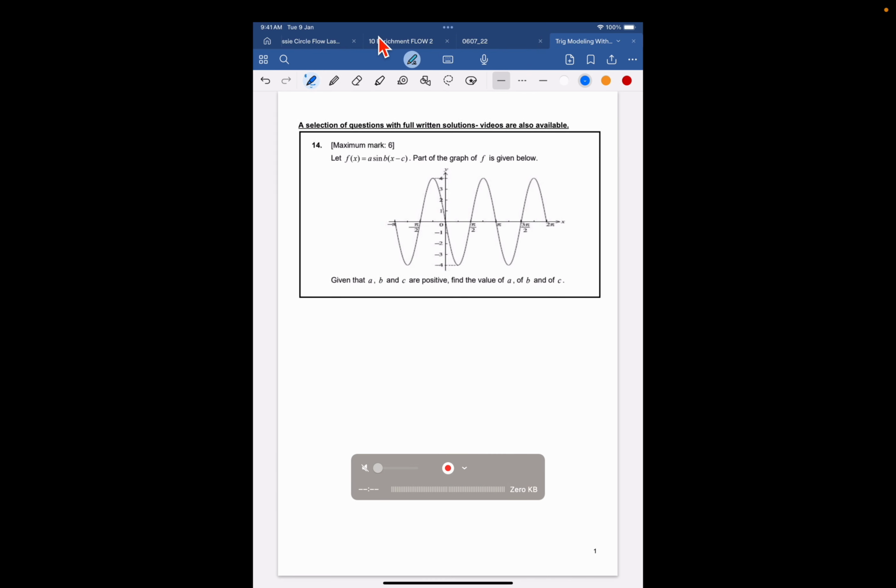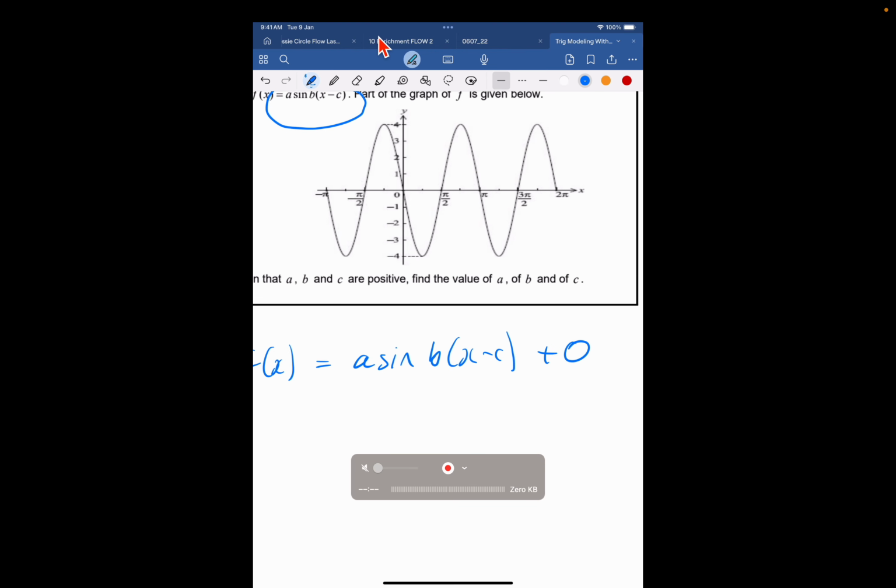As a trig modeling problem, we'll have a look at the model, and it tells us it's a sine function. That's great. Okay, let's put it down here: f of x equals a sine b of x minus c. Notice there's no plus something, so that midline should be at y equals 0, and you can see that definitely is, the midline is y equals 0.